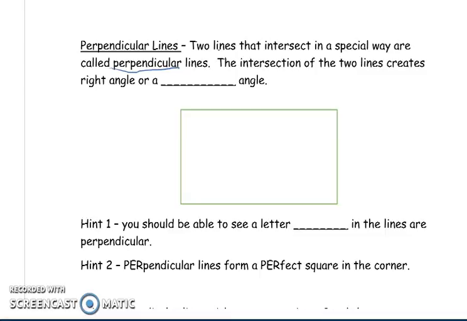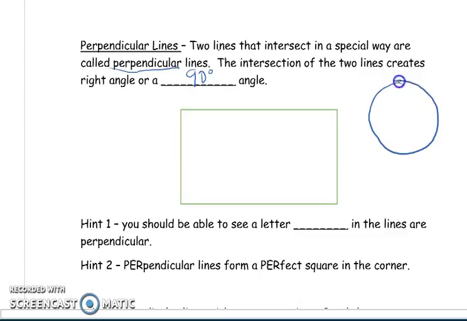I love that word for some reason. The intersection of the two lines creates a right angle, or a 90-degree angle. So when I'm talking about a right angle, I'm talking about if I had a circle and I cut it into 4 equal parts, maybe it's even pi, when I can go straight up and straight across, that makes like a capital L. This is 90 degrees.